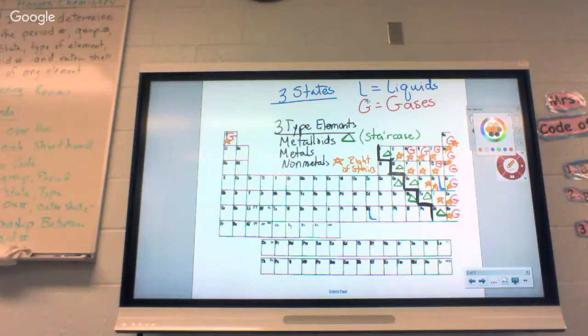Now we need to put some numbers in. We need some group numbers, some period numbers, some oxidation numbers, some outer shell electrons. Does T have a star? Yes, he has a star.